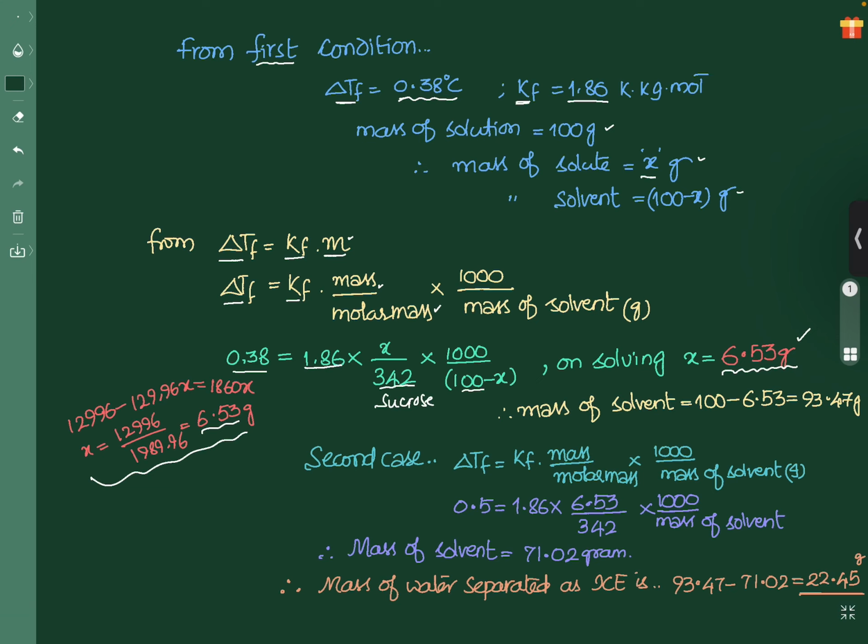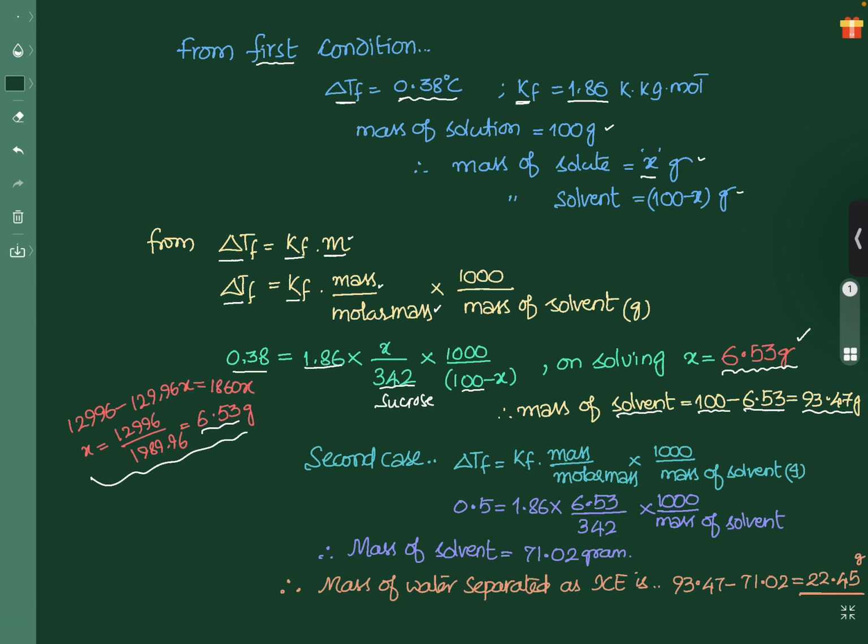Okay, now 6.53 grams is dissolved in that. So the overall mass is 100 grams. In that, 6.53 is subtracted, so 93.47 grams is the mass of solvent. That is the water mass. Clear. Now you got 6.53 grams, and 6.53 grams won't go anywhere.